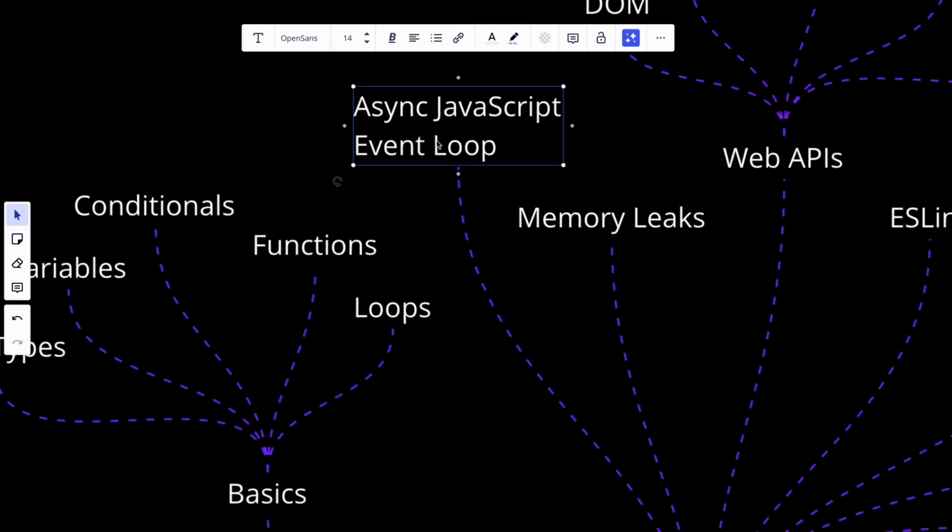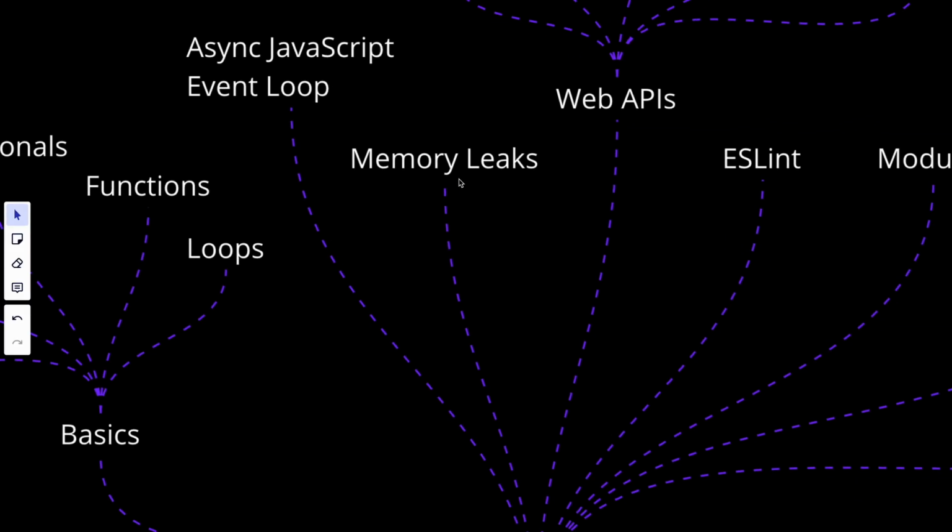Next, we have asynchronous JavaScript. Since JavaScript is a single-threaded language, it handles operations that take time, like fetching data or waiting for user events, asynchronously with the help of the event loop, and this helps to keep our apps responsive. In this part, you'll learn about how the event loop works and how we resolve promises and timers. Memory leaks are also a common topic in JavaScript, and learning this will help you optimize your web apps and prevent common issues that can slow down or even crash your websites.